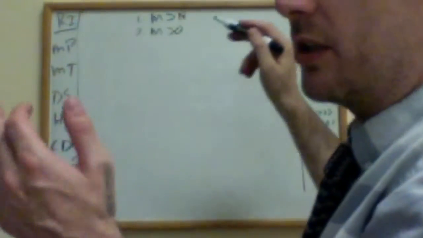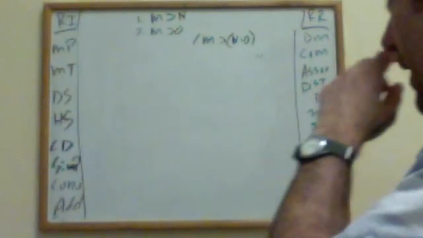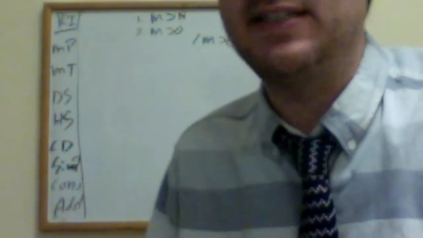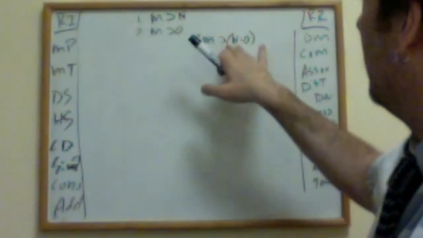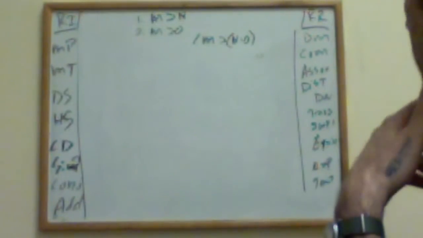So let's take another example here. Our first premise is M horseshoe N. Our second premise is M horseshoe O. And our conclusion is M horseshoe N dot O. Okay, so we have our two premises and a conclusion here. The first thing we do is we look and see if there's any obvious way of getting this out of here. And it's not exactly clear what we would do.